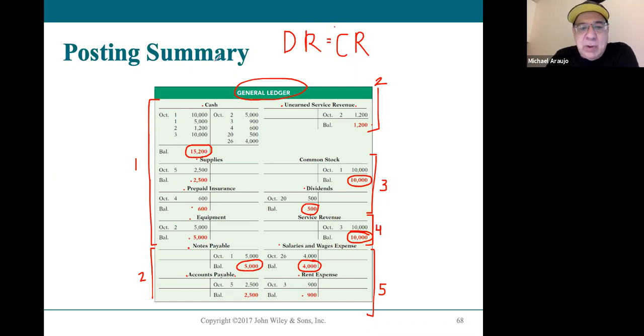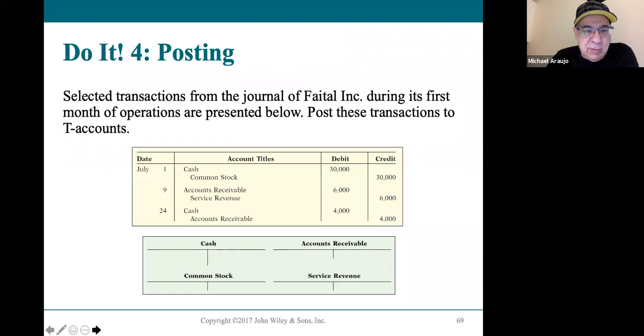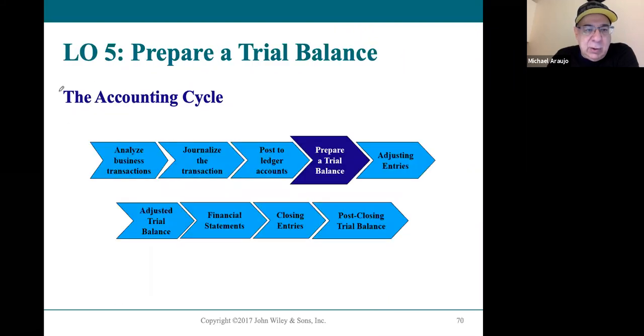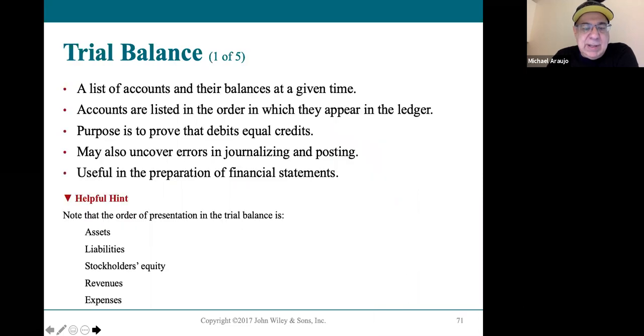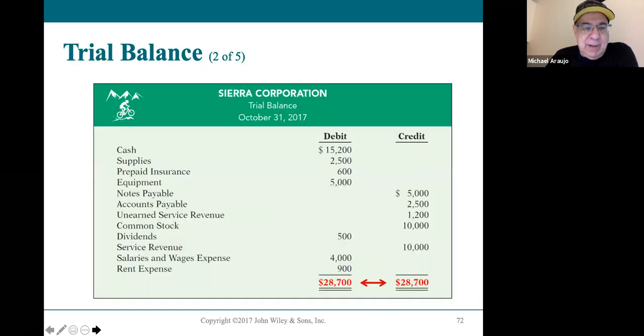That's exactly why we use the trial balance. Yes, the trial balance is to make sure that the accounts that have debit balances equal the accounts that have credit balances. And so that's the lesson today. So I'm going to move on to learning objective 5 here, which is to prepare the trial balance. Again, the trial balance is simply to make sure that our debit balances and credit balances equal.